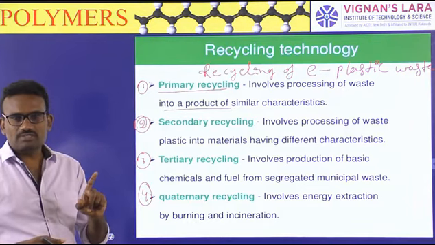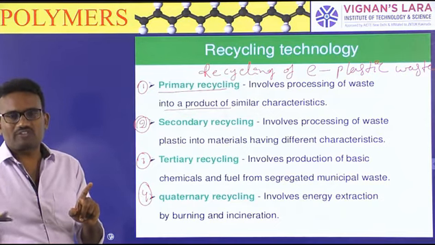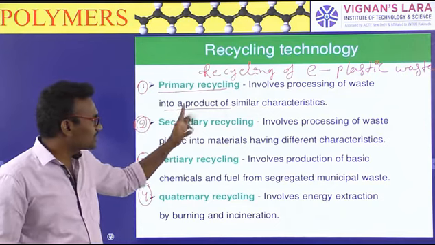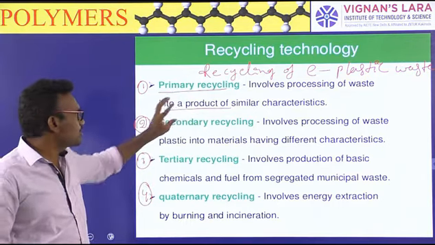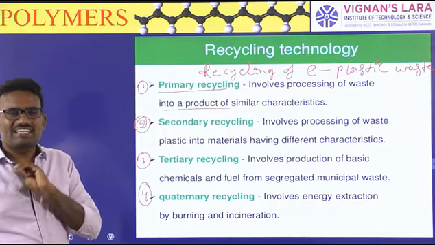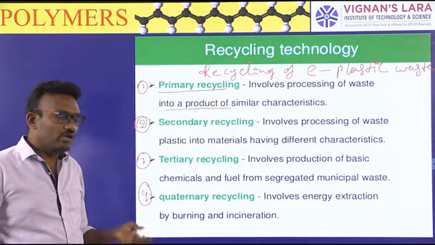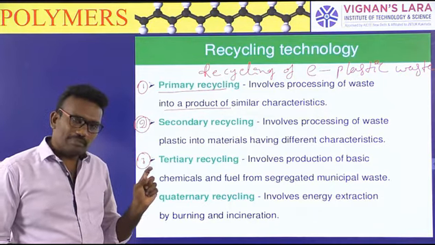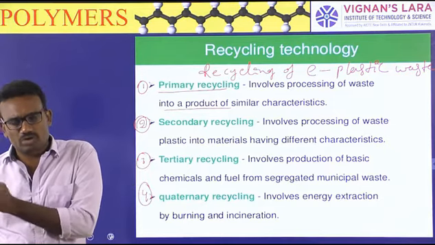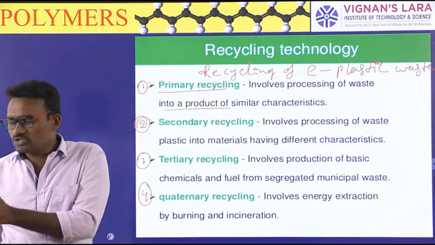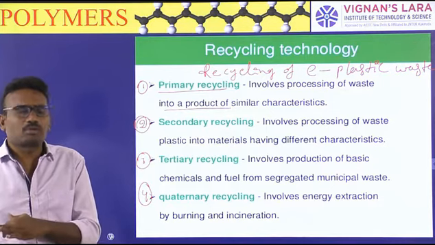One plastic item reused a number of times is called primary recycling. It is a physical technology. In this process, we cannot use any chemicals. So the waste plastic characters, after it is also a reused product. The reused product has the similar properties to the original.